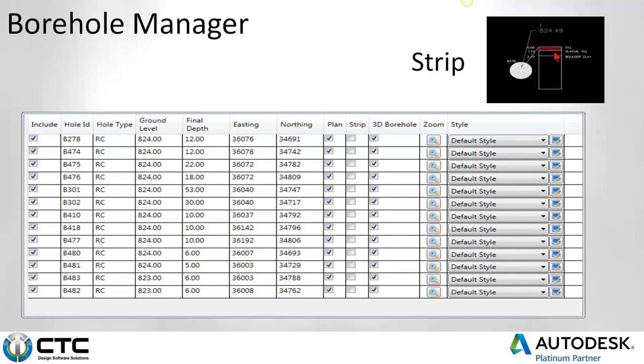So here's a quick example of showing the stripe in a profile view, or in plan view. I've got my location in plan, but I'm also seeing the stripe that tells me you have fill, then glacier till, then boulder clay underneath.